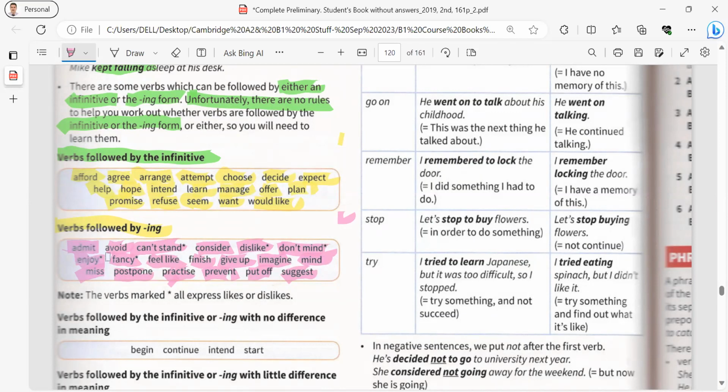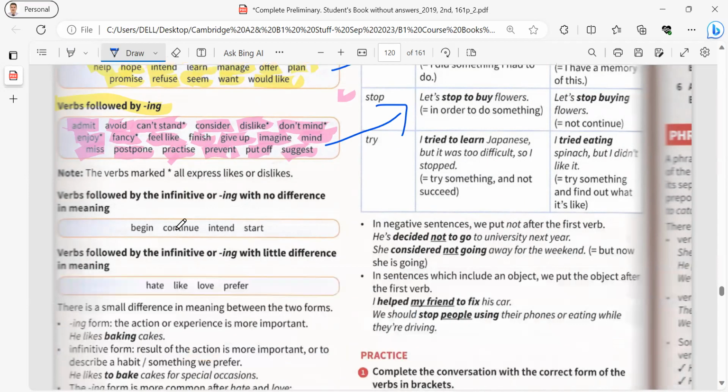Do you know the meaning of the verbs? The two groups, okay for you? The infinitive group and the ing group? Clear? Yes. Now, verbs followed by the infinitive or ing with no difference in meaning. Here we have some verbs. You can write infinitive or ing, no difference in meaning. يعني المعنى ما بتأثر. Begin, continue, intend, start.